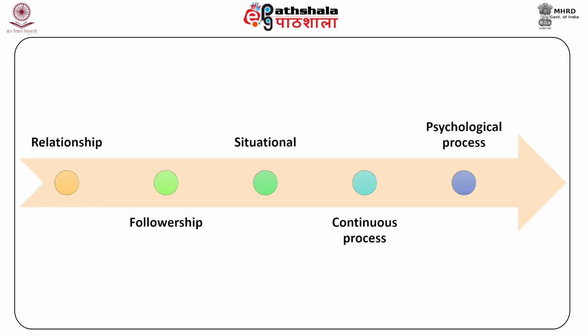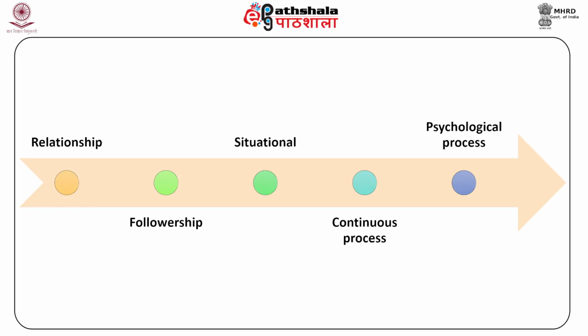Next, followership. Leaders are people who lead and influence a group of people called the followers. The followers give the authority to the leader to take decisions on their behalf. The followers suspend their judgment and do not question the decisions taken by the leader. Next, situational. Leaders often arise in specific situations. Hence, leadership is situational. A leader may be born within a group of people to meet the challenges created by a situation or a circumstance.